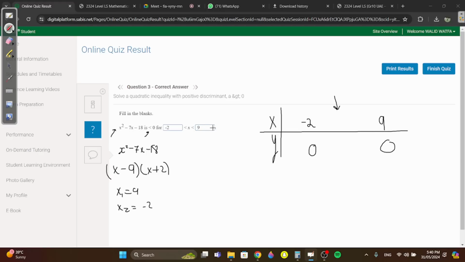What is my quadratic? It's positive x squared. So what's opposite to the positive? In between my roots, I'm going to have negative. Okay, for people who have never done this in their lives, that's just how it works. You draw the table. In between the roots, always the sign is negative.